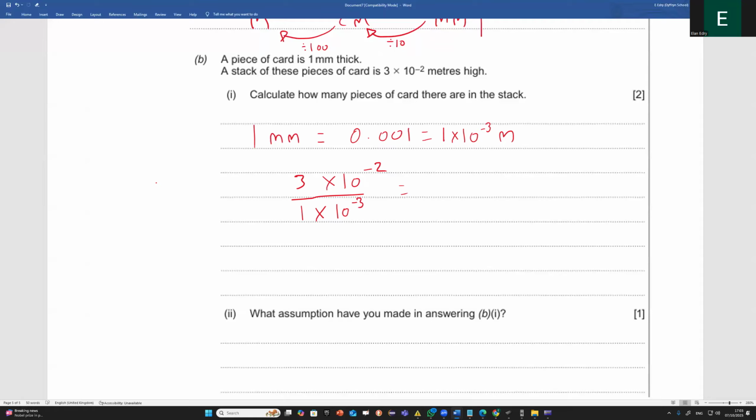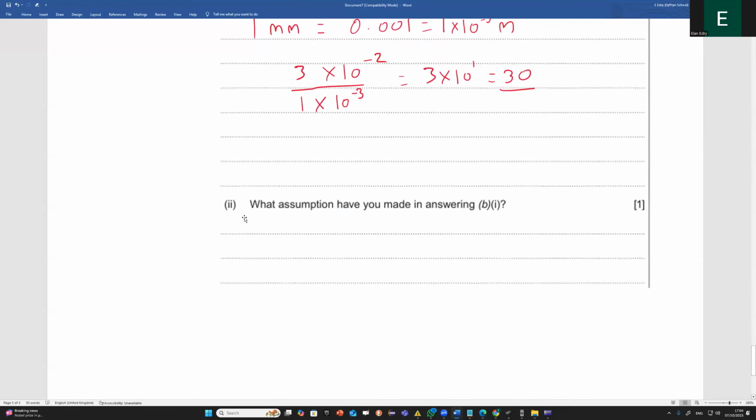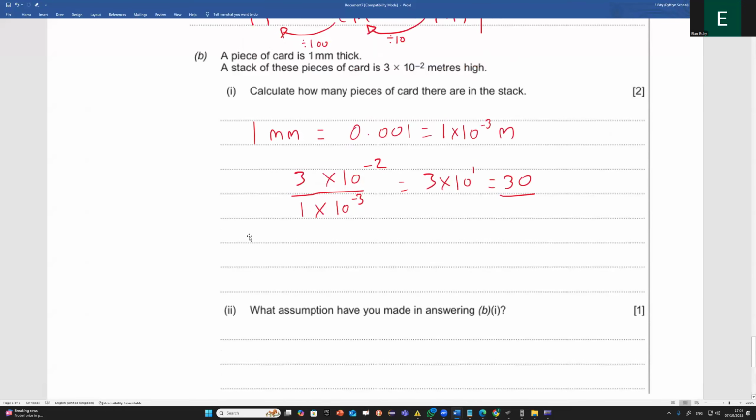That is 3 times 10 to the 1, which is 30. Yeah, that's brilliant. And the assumption there is that all the pieces of card are the same thickness, but that is what the question says anyway. So that's the whole thing for that one.